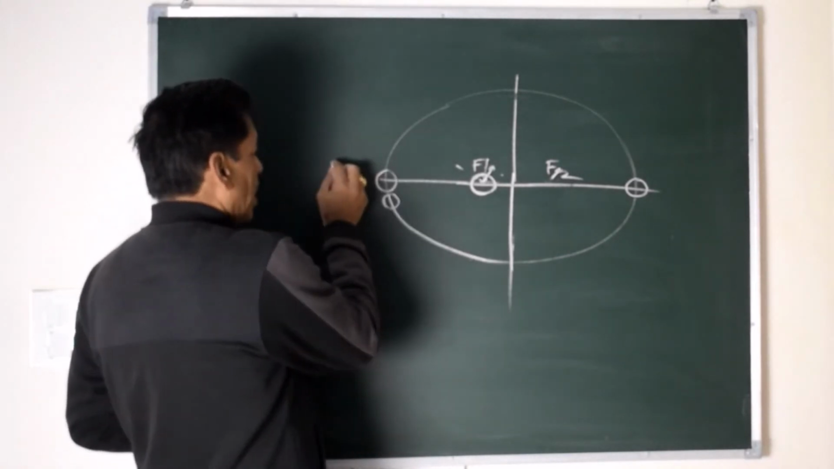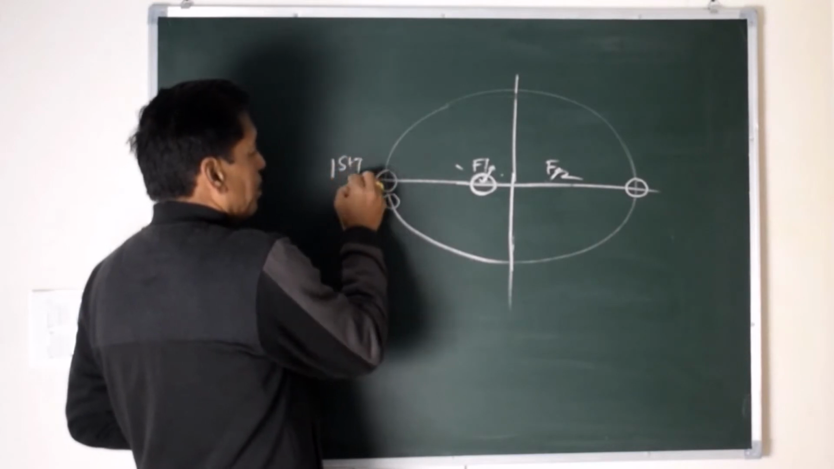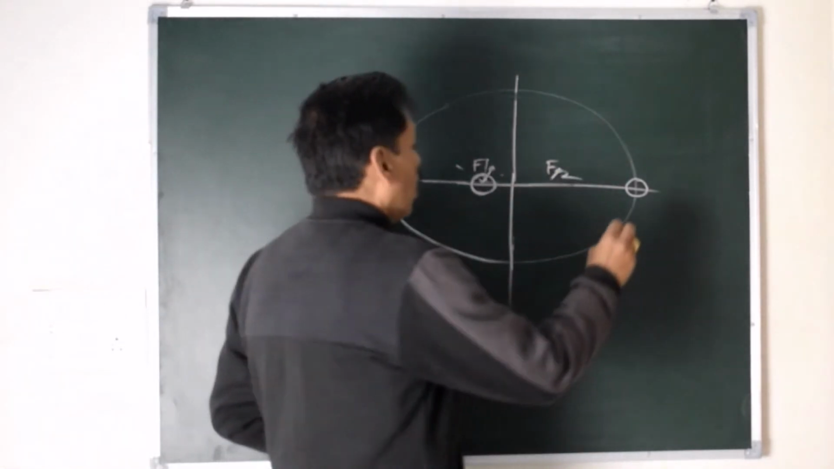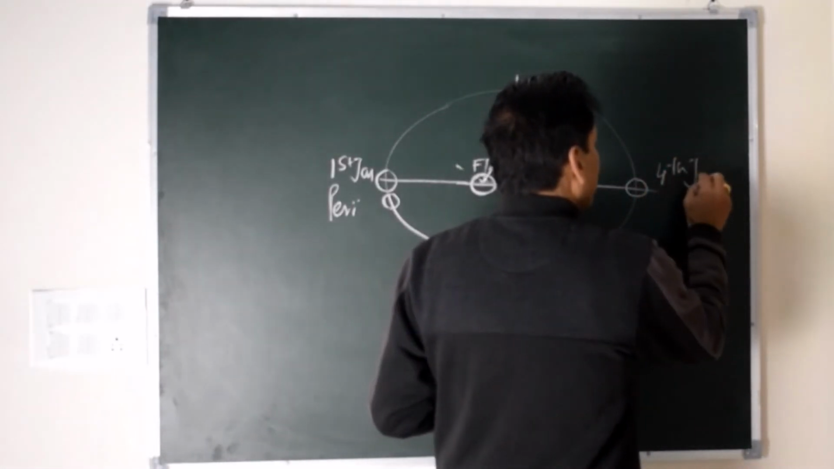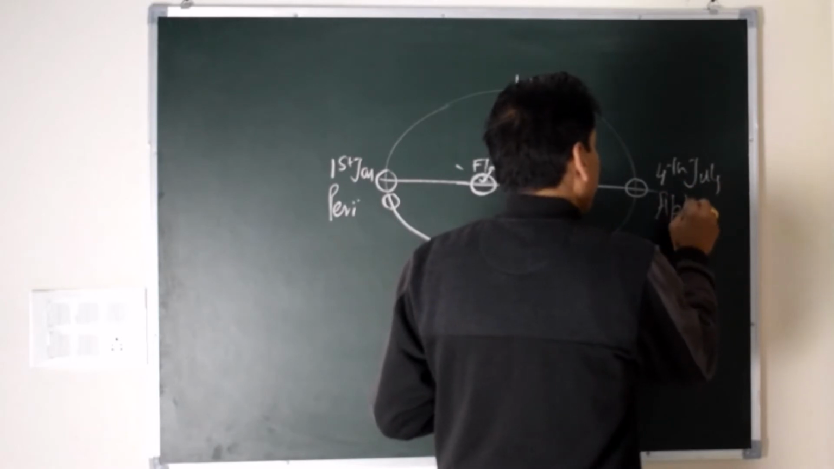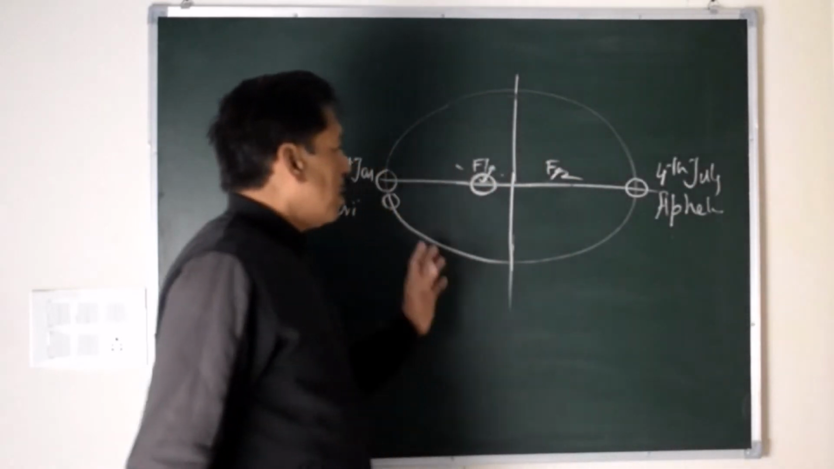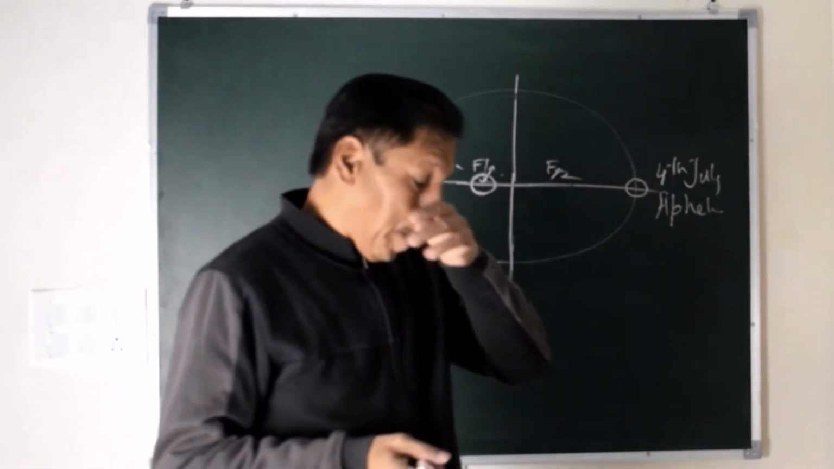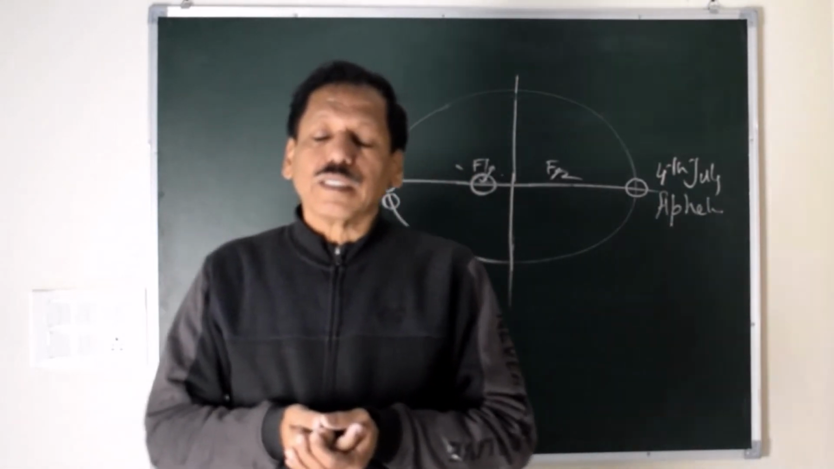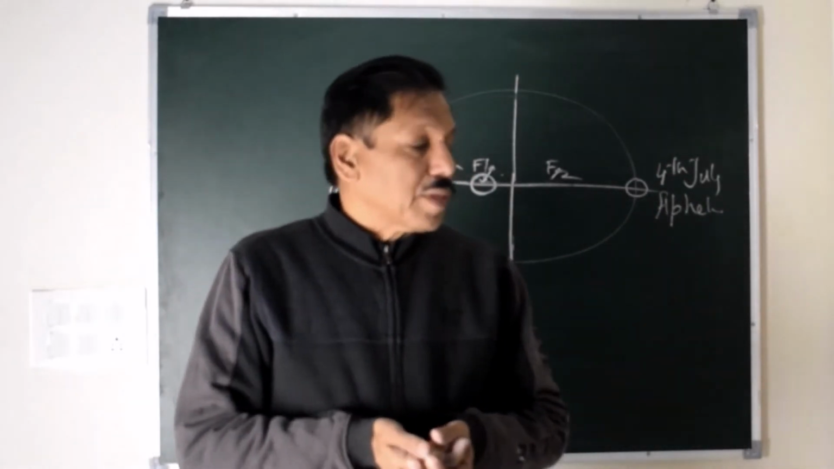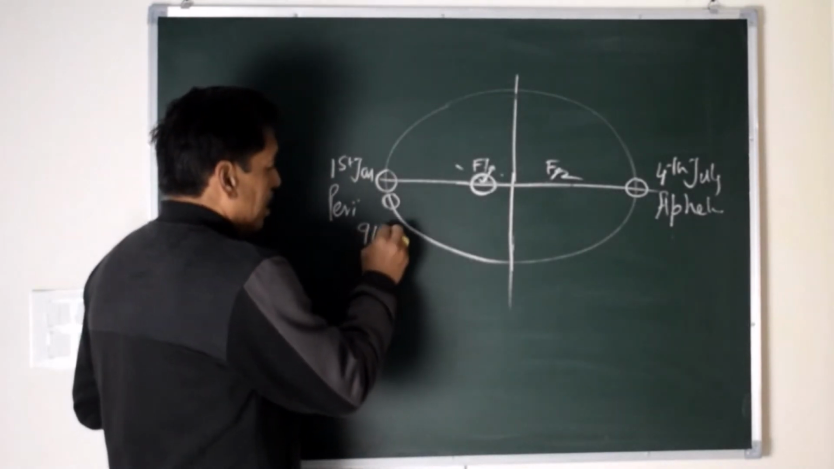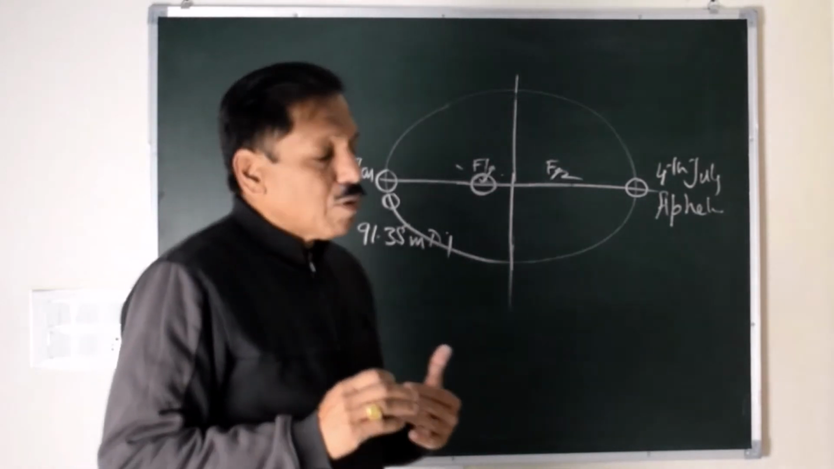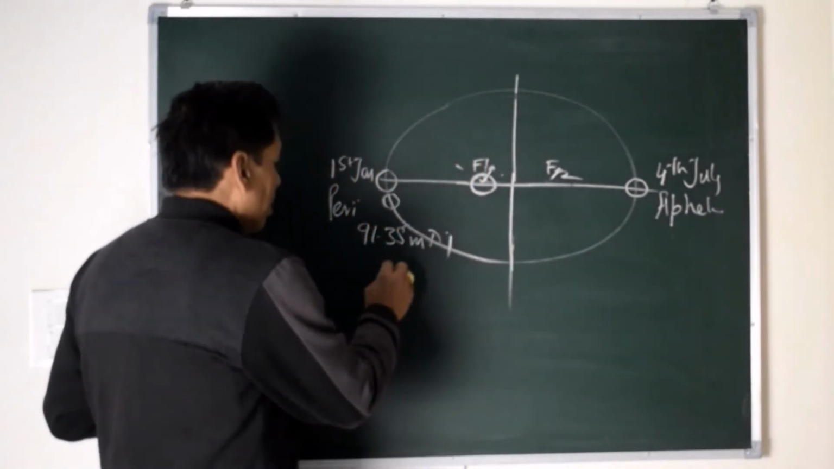In fact, this position happens on 1st of January. It is called perihelion, and this happens on the 4th of July. It's called aphelion. The distances as well as the semidiameter as seen from the Earth would vary. In fact, on the 1st of January, the distance is 91.35 million miles, and the semidiameter that would appear from the Earth would be 16.3 minutes.